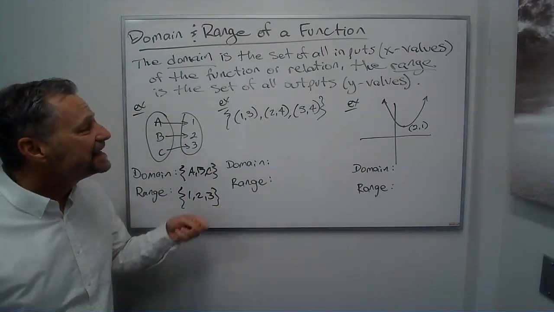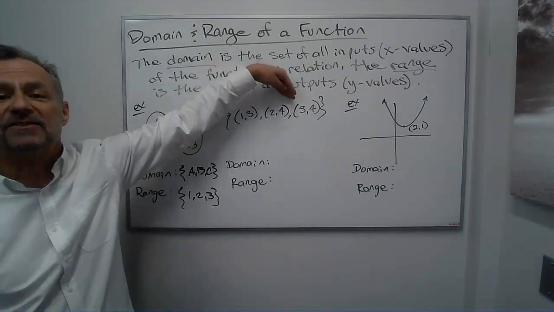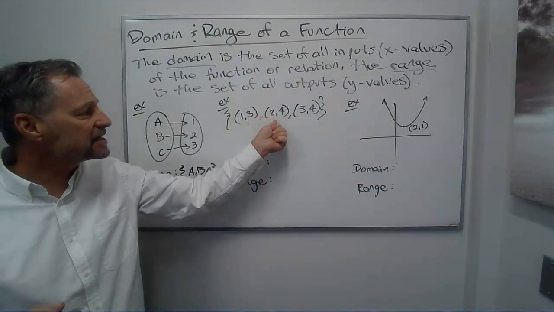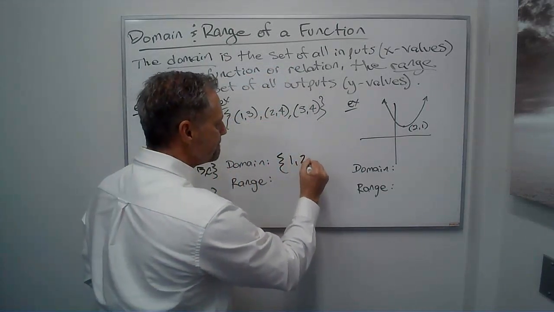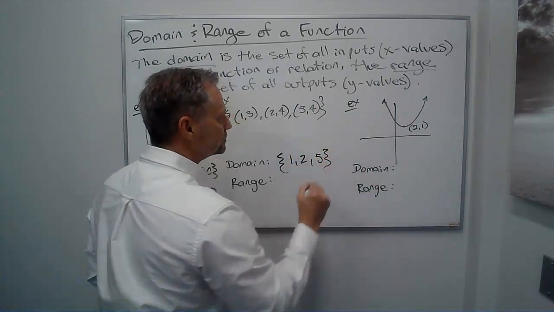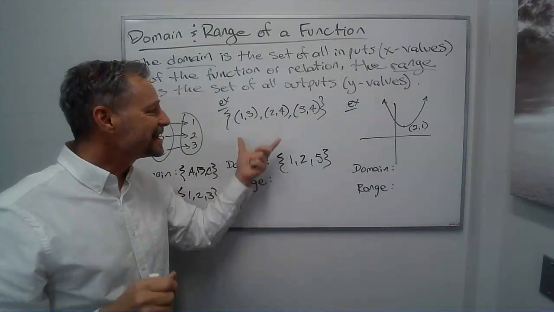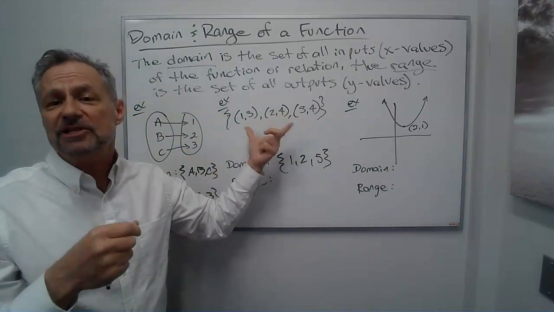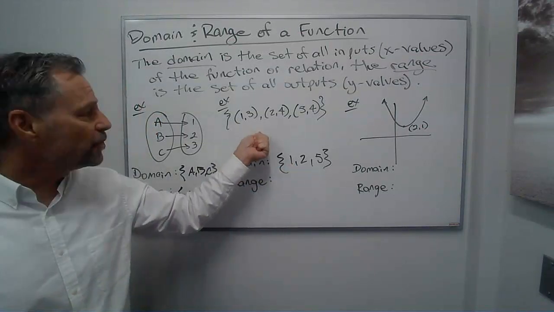Simple as that. If they give us points like they do here, the domain is just all the x values. So we've got an x value of 1, an x value of 2, an x value of 5. That's going to be my domain. And they're just individual values. We're not connecting dot to dot, anything like that. Don't graph these unless you just graph 3 dots and say, oh, these are the x values. And then the range, of course, the y values.